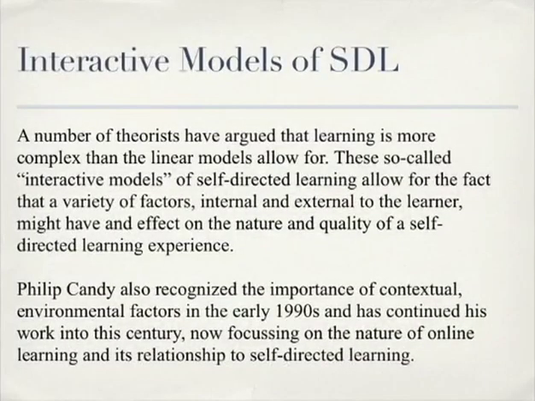Although there is some intuitive appeal to a linear, stepwise process to engage in self-directed learning, a number of theorists have argued that learning is more complex than the linear models allow for. These so-called interactive models of self-directed learning allow for the fact that a variety of factors, internal and external to the learner, might have an effect on the nature and quality of a self-directed learning experience. The first such model was proposed by Spear and Mocker in 1984, and it focused on how learning was shaped by the environment, what they referred to as, quote, organizing circumstances.